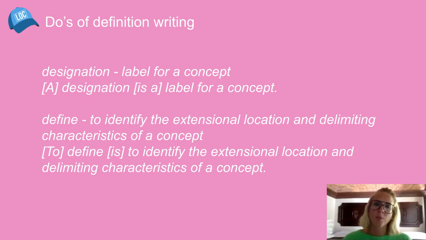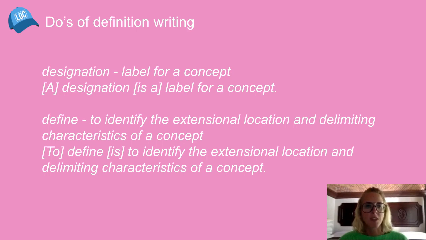Within your definition, to be is always going to be assumed in the relationship between the designation and the definition, so don't include that phrase in the definition. For example, in the term plus definition pair, designation, label for a concept, to be and the article a from the following sentence are assumed. So a designation is a label for a concept.